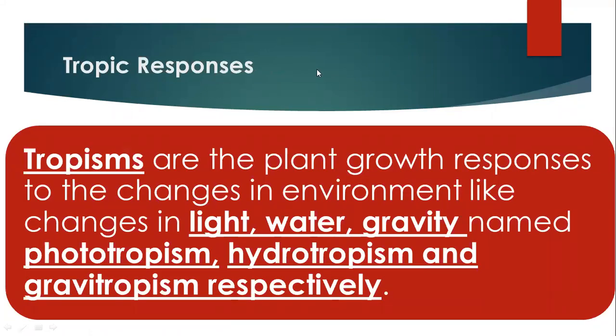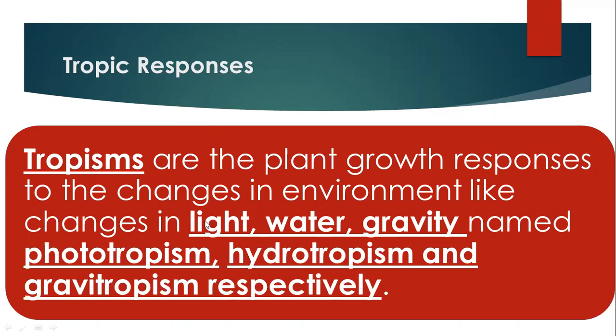In plants, the situation is a little bit different and limited according to the needs, because the plant has no organized systems and organs like animals. So we call this response in the plant tropism, and it is the plant growth response. It is only related to growth of the plant, to changes in the environment, like changes in light, water, and gravity. And we are giving them names.